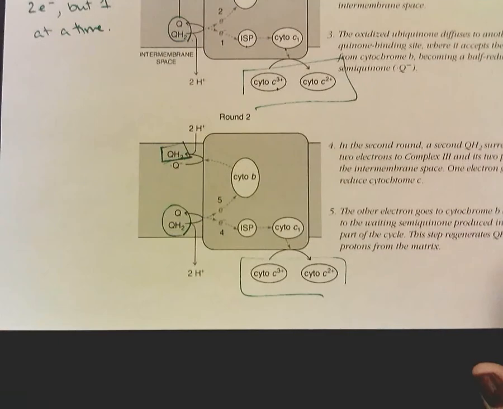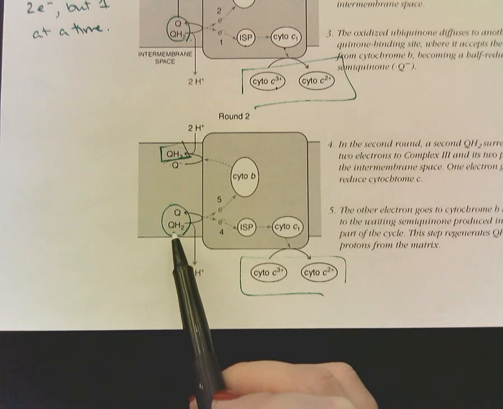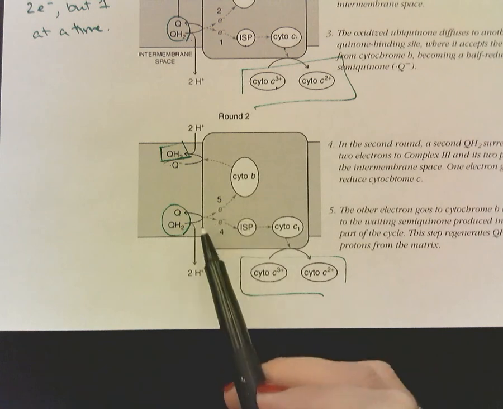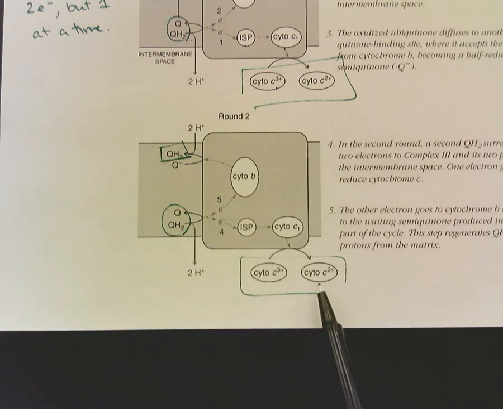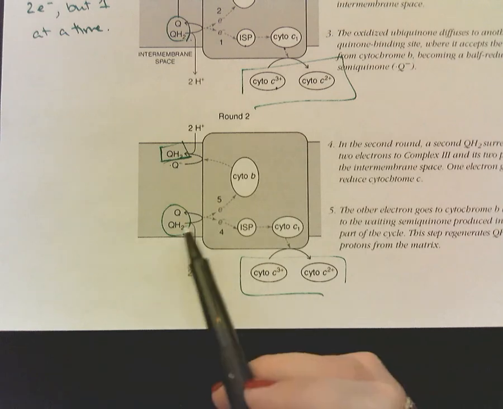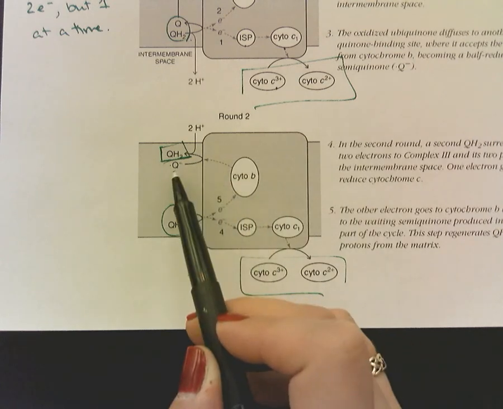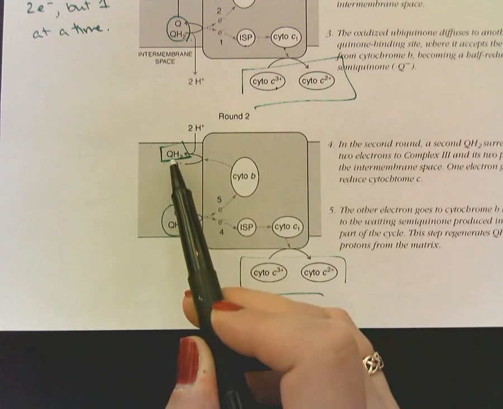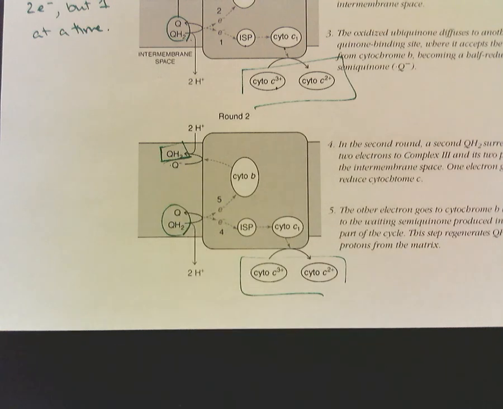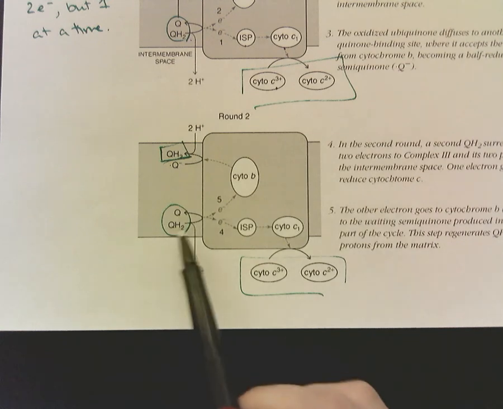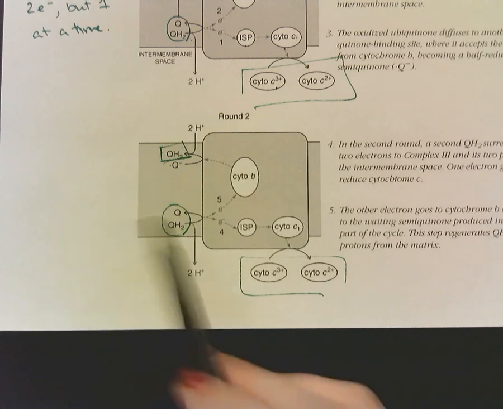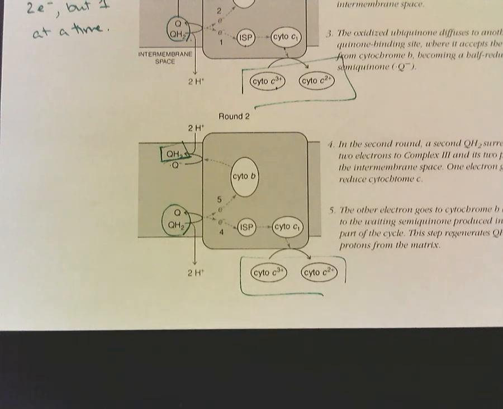So in the second half, another QH2 enters complex 3. Again, sends one electron to the cytochrome C on the intermembrane space side and sends the second electron back to reduce this hydroquinone to a QH2. So in that way, it's passed the electrons from complex either 1 or 2 along this way. Then those electrons can be used to reduce some water.